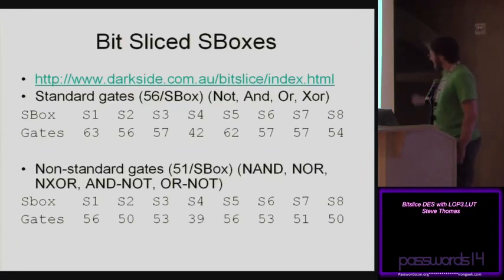But then he also, or she, also did non-standard gates. Basically, this lowered the number of gates per S-box from an average of 56 per S-box to 51.